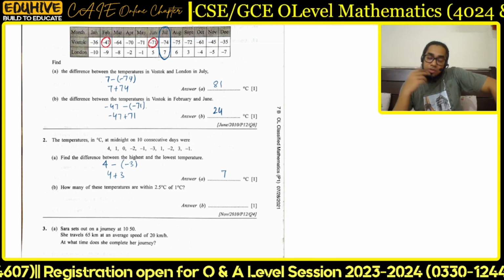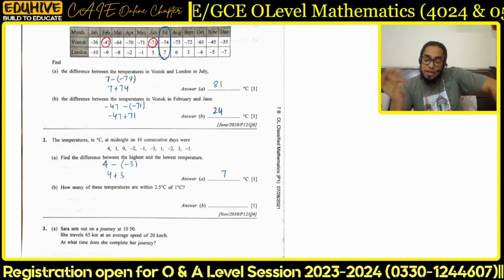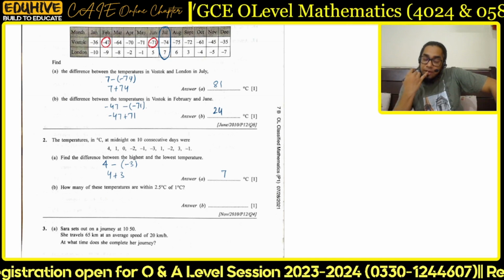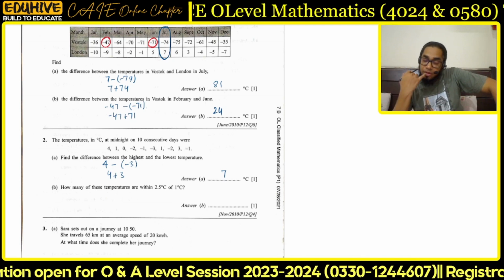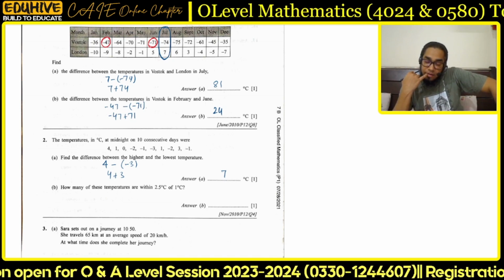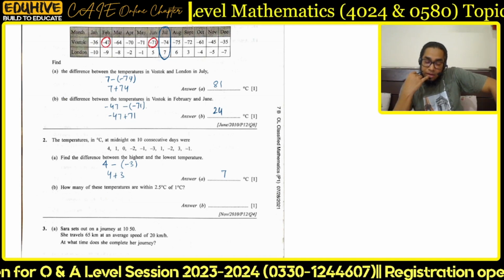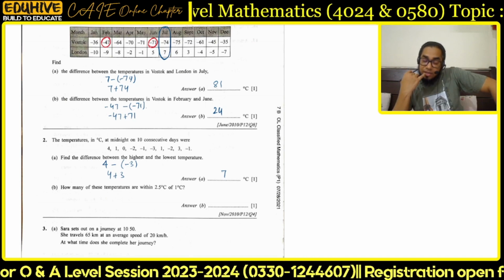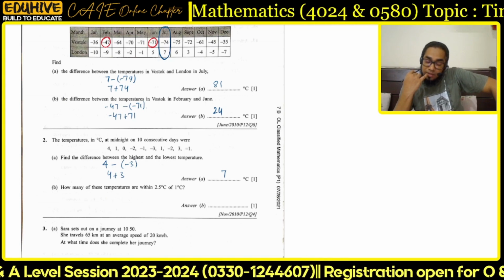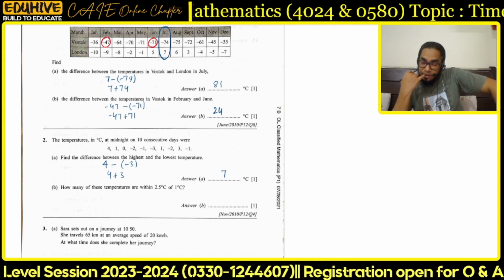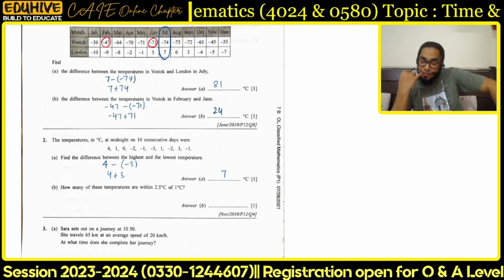What you are gonna do? You are gonna put the large value at the place first, and the smallest value at the place second. It means the difference would be calculated by large minus small, maximum minus minimum. Is it? Yes. So July temperature you can see in the Vostok was -74 and the London temperature was 7. So what is the largest value over here? Is it 7 or -74?